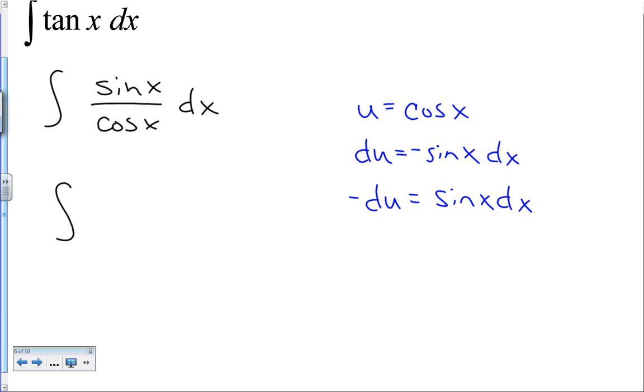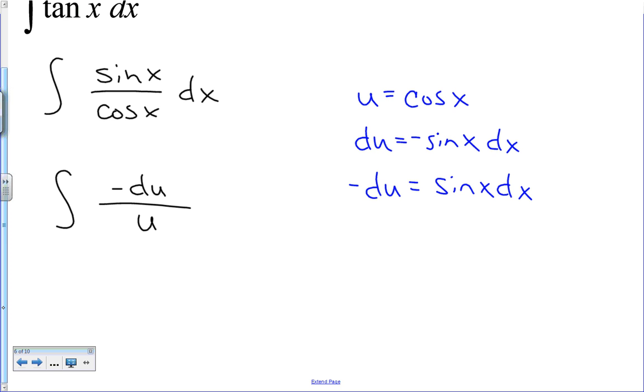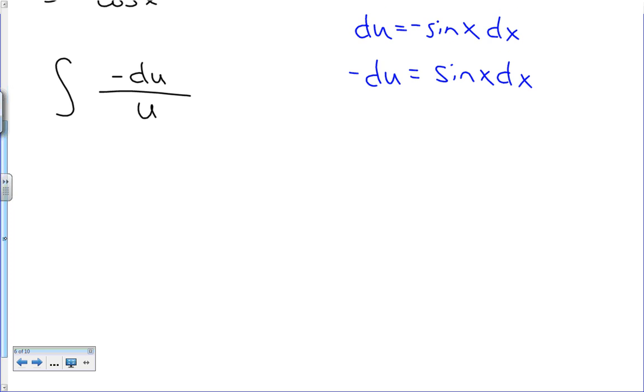So this becomes, instead of sine of x dx in the numerator, a negative du divided by, instead of cosine of x, that's u. And we can go ahead and rewrite this. You can leave it in this form here and integrate it, but if it's helpful, sometimes pulling the negative out front, the constants come out front, is one of our properties. If you want to write it as 1 over u du, if that's easier for you to see the property, then do it that way.